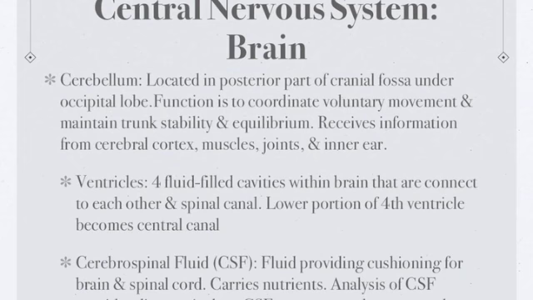So there are 4 ventricles in the brain, and then you have cerebrospinal fluid. Those 4 ventricles are filled with fluid, and they connect to each other. As you can see, I think I have a picture of a CT scan further on, and you'll see how those connect in that. And then the lower 4th ventricle actually becomes a central canal and the cerebrospinal fluid circulates around. That's fluid that provides cushioning for the brain and the spinal cord as well as nutrients.